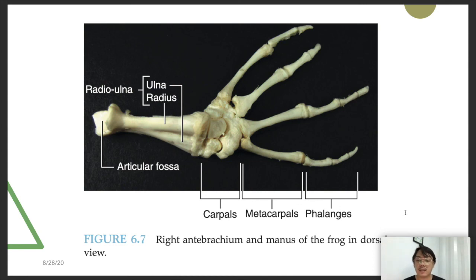So this is the skeletal system of the frog. More of that will be discussed in your lecture, and as far as we're concerned, we're only talking about the anatomy of the frog skeletal system.